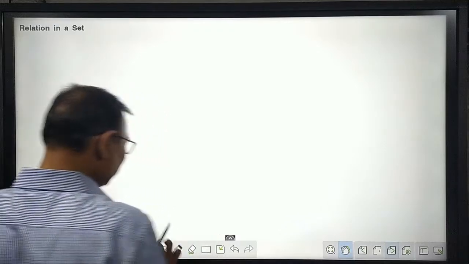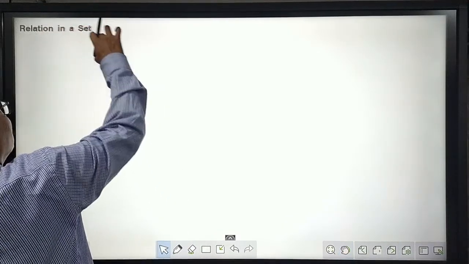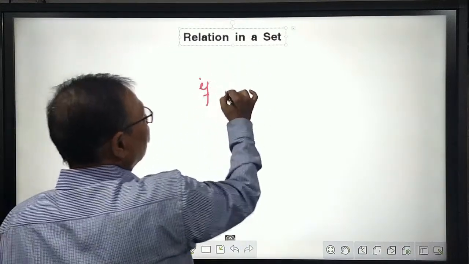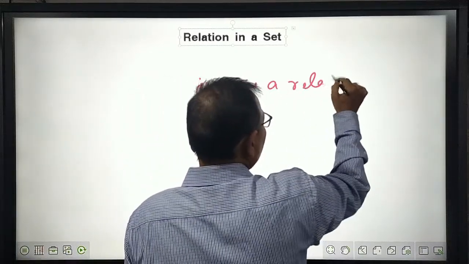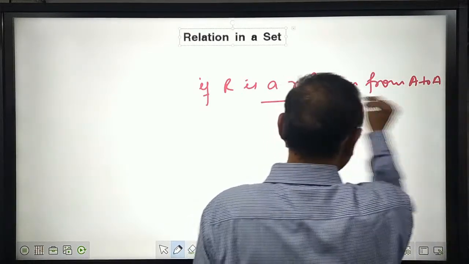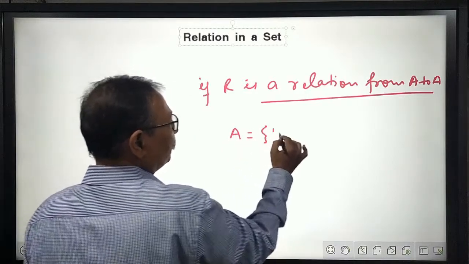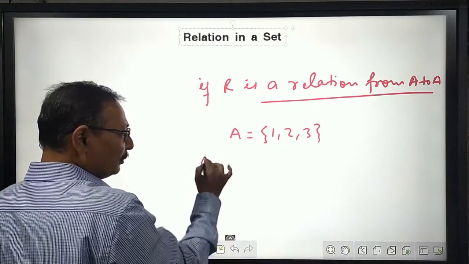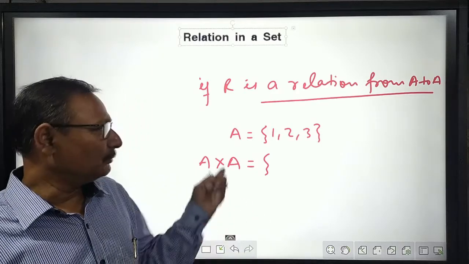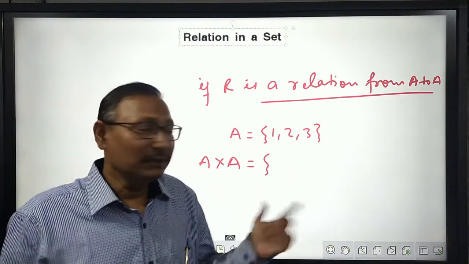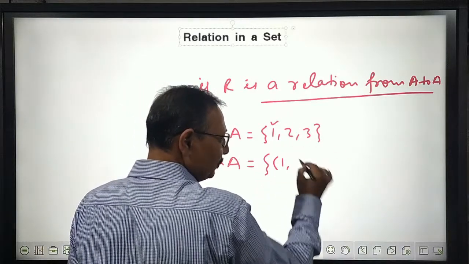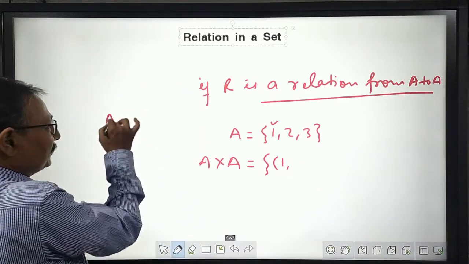Okay. Now a term that is very much in use in class 12, that is relation in a set. If R is a relation from A to A, what does it mean? Suppose that A is a set of elements 1, 2, 3. Then if we want to collect all the pairs which could be made by taking the first element from set A and the second element again from A, then we can make such kinds of pairs.